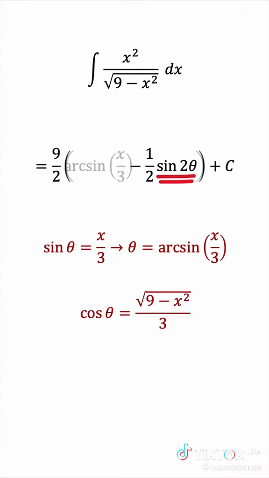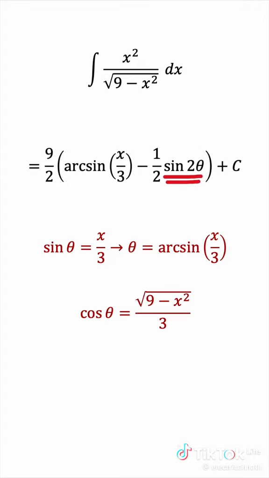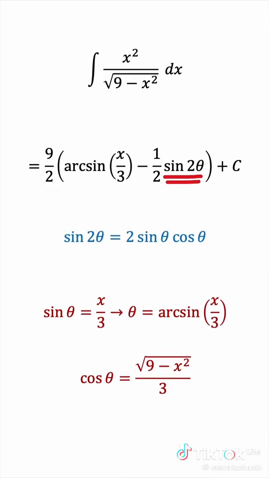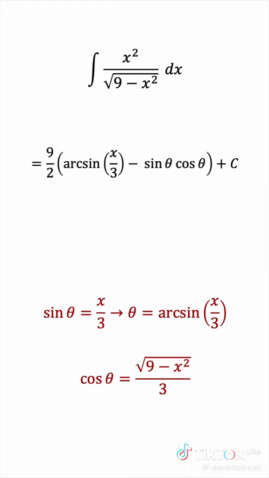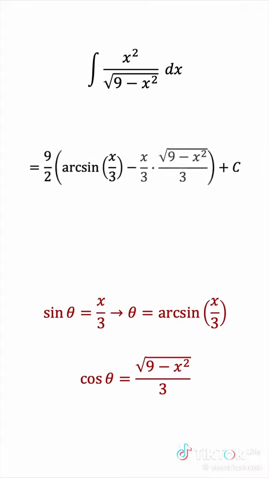So that's theta done. To deal with sine 2 theta, we have to use the double angle identity, but this time for the sine. Replacing sine 2 theta by 2 sine theta cosine theta, notice that the 1/2 and 2 cancel out, and then sine and cosine are precisely what we have in terms of x. So if we replace them with their equivalents, we get the following.